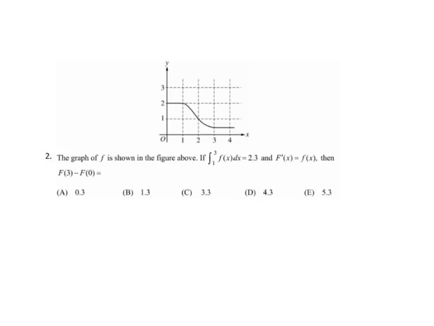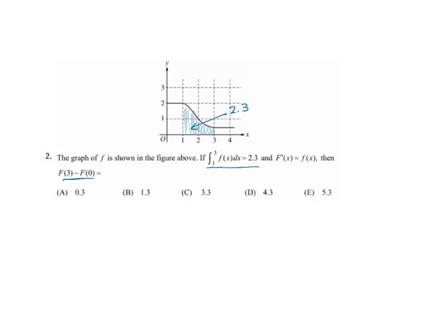Okay, for number 2, we are going to try to figure out what f at 3 minus f at 0 is. Well, I know the integral from 1 to 3 of f of x dx is 2.3. So that's telling me that from 1 to 3, so this bounded region all the way down here to 3, every bit of that is 2.3.